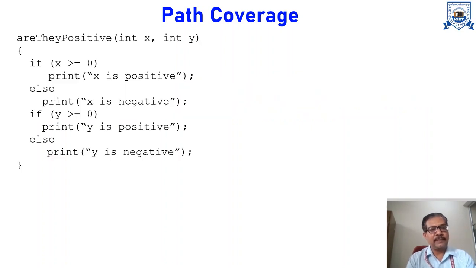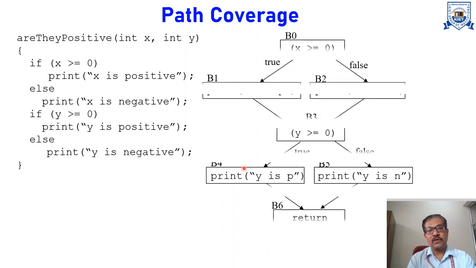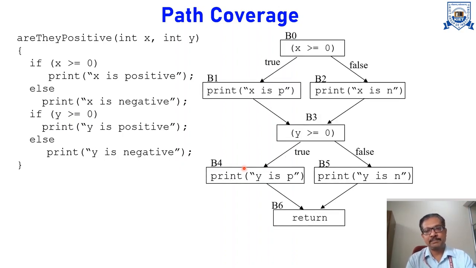So let's go for the same program again. This program is going to take two inputs, both integers, x and y. I'm going to check the value of x here. If it is greater than 0, x is positive, otherwise x is negative. Then I'm going to check the value of y. If it is greater than or equal to 0, y is positive, otherwise y is negative. So the corresponding control flow graph, if you look here, will look like this. This is the condition I'm going to put in a node. If it is true, I'm going to execute this line, and I'm going to put it in node B1. If it is false, I'm going to print x is negative, so I'm going to put it in another node, that is B2.